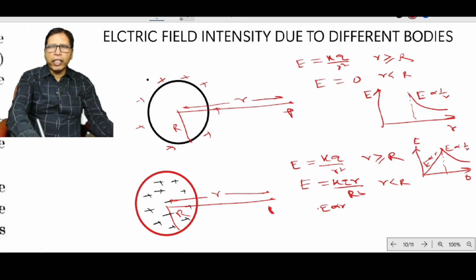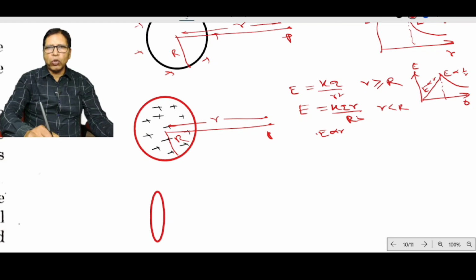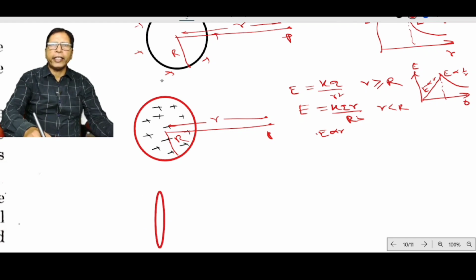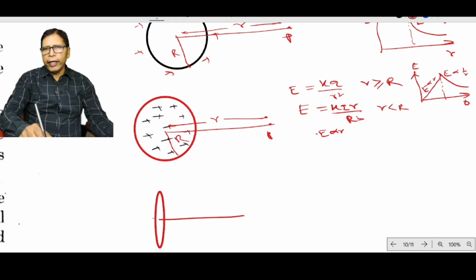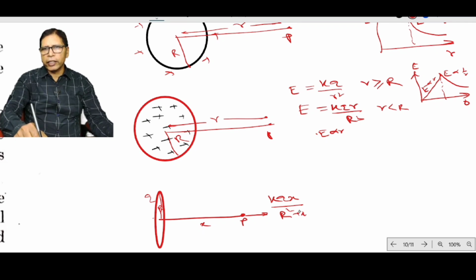Now intensity due to a ring of radius capital R on its axis. Suppose x is the distance of the point P on the axis of the ring having radius capital R, and the charge on it is q. The intensity at the point P is kqx divided by (R square plus x square) to the power 3 by 2.